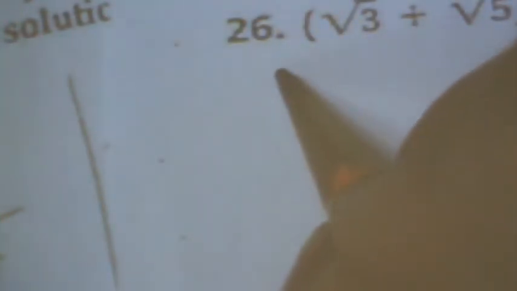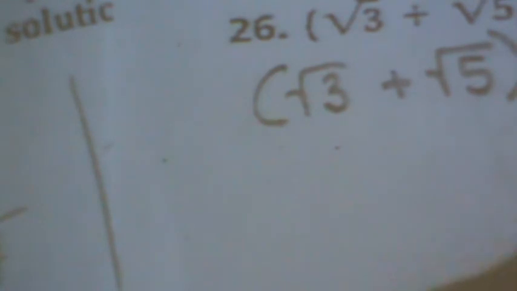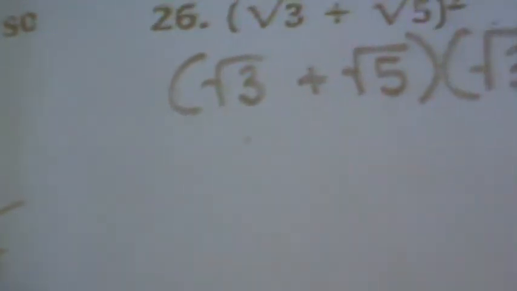Now, what do you see different about these last three? They're the same thing. So what you're gonna do is square this quantity. This is what they want you to do: multiply two binomials. Okay? We're gonna FOIL.